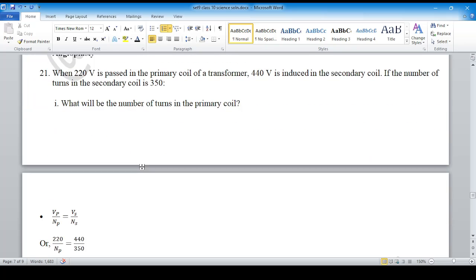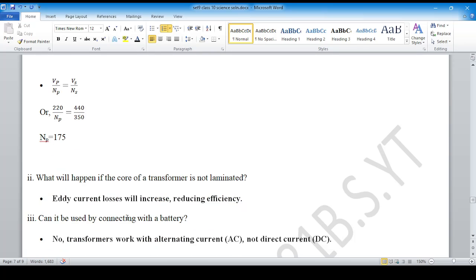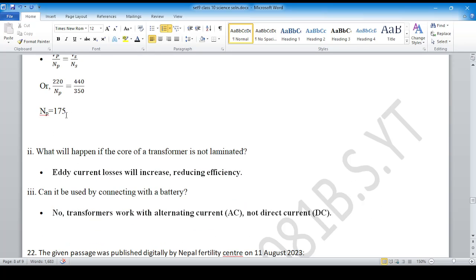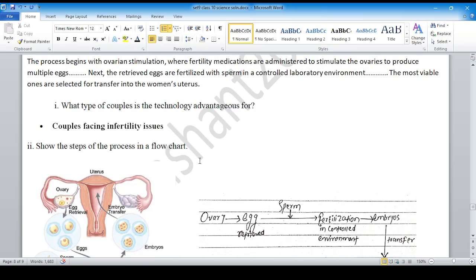For question number 21, it's a very simple calculation. So the primary number of tons is 175 tons. For question number 22, you can see the solution.